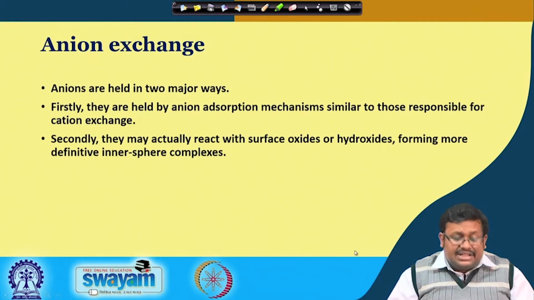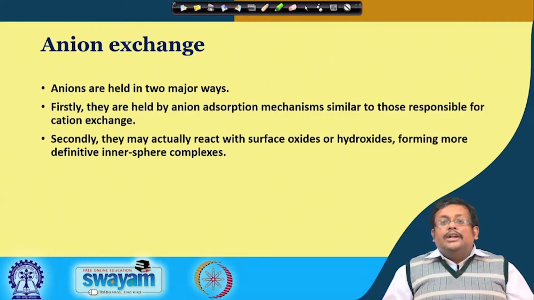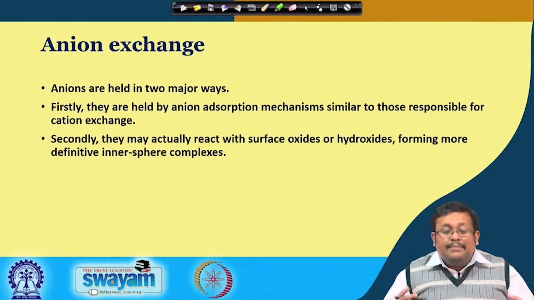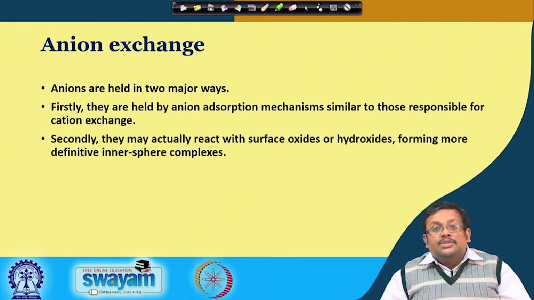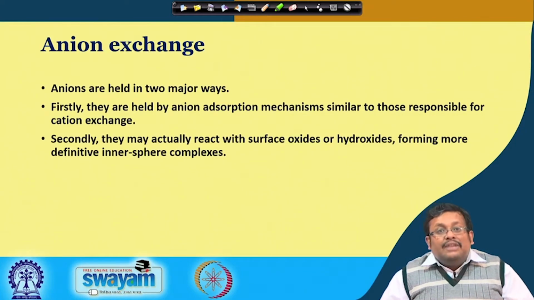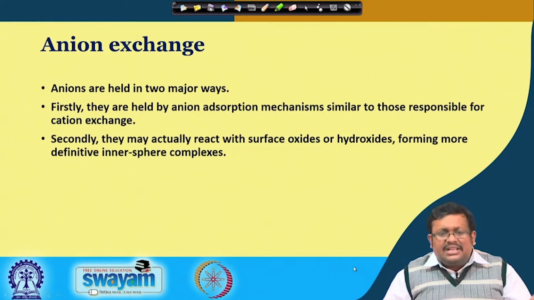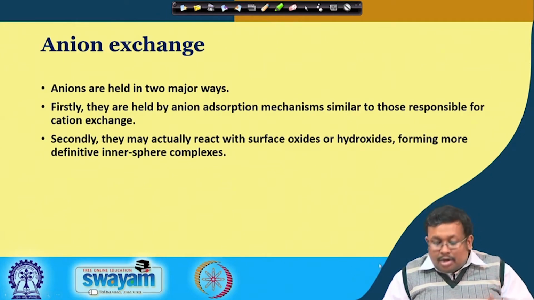Now let us discuss anion exchange. Anion exchange is the ability of the soil to exchange anions with its surrounding medium, and anions are held in two major ways. Firstly, they are held by an anion adsorption mechanism similar to those responsible for cation exchange. Secondly, they may react with surface oxides or hydroxides, forming more definitive inner sphere complexes. In the last lectures we discussed inner sphere and outer sphere complexes, so I am not going to discuss them in detail.